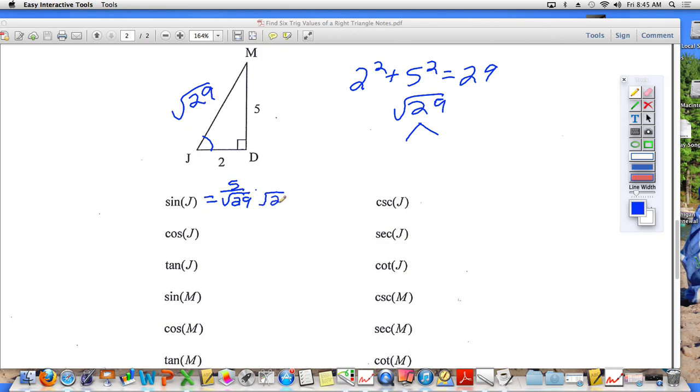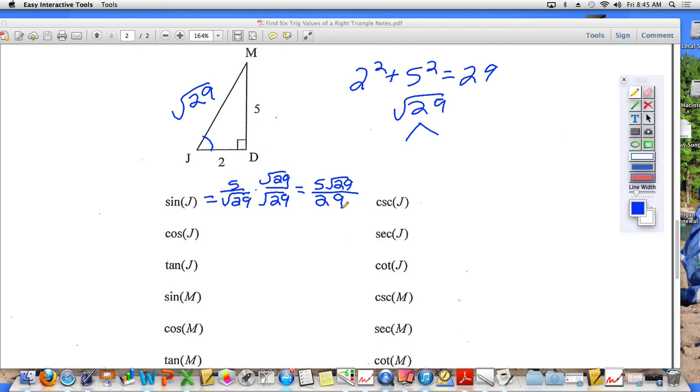Got to get rid of that square root of 29 on the bottom. So I'm going to multiply both the numerator and the denominator by the square root of 29. On the top, I have 5 square root of 29. And on the bottom, the square root of 29 times the square root of 29 is 29. Can the 5 on the numerator and the 29 on the denominator be simplified? No, reduced? Nope, 29 can't be divided by anything, neither can 5.